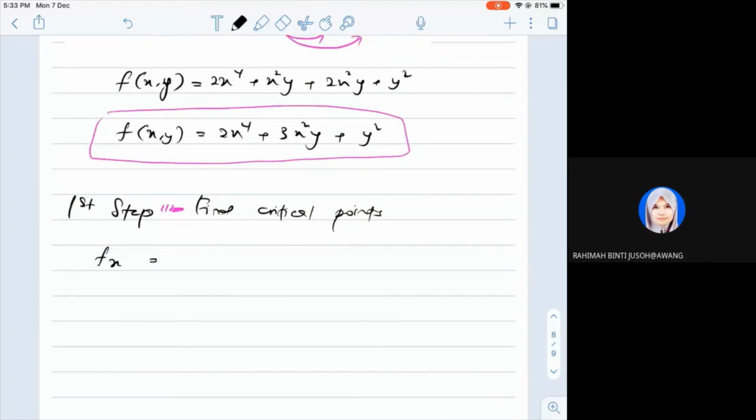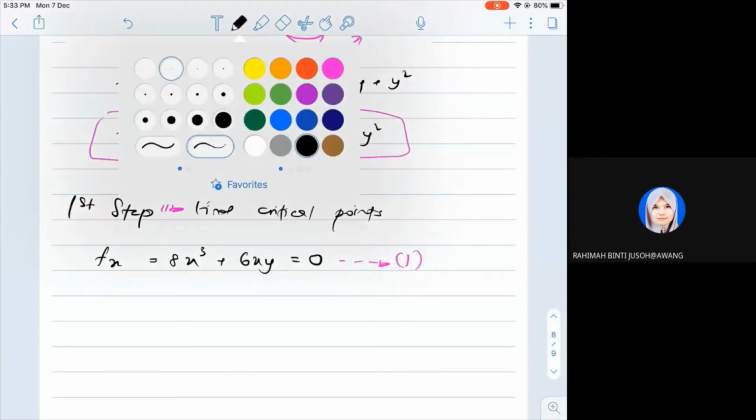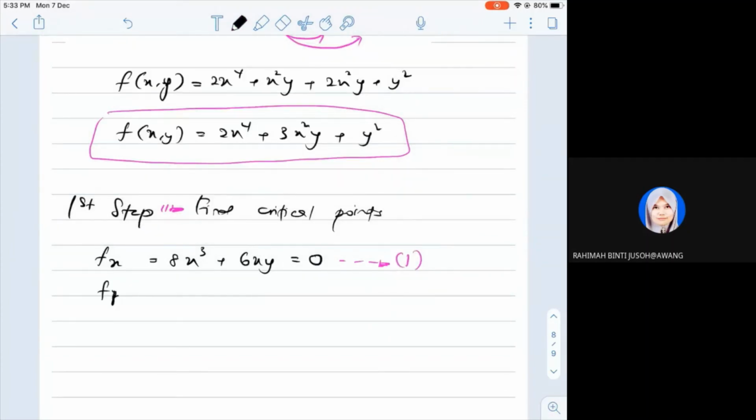We will get 8x cubed. And then differentiate 3x squared y, we get 6xy. Differentiate y squared, we get 0. Okay, this is your first equation, equation number 1: 8x cubed plus 6xy equals 0. Next, find your fy.